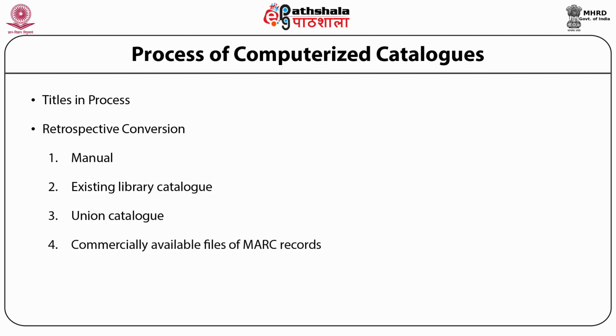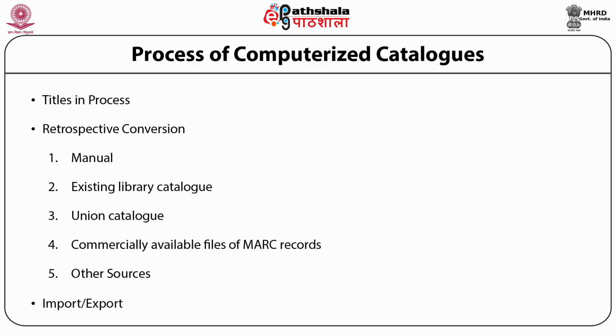It contains bibliographic description, location, and other information regarding the documents. Next, commercially available files of MARC records. Records from the external databases can be downloaded directly from the relevant online databases such as OCLC or CD-ROM, etc. Other sources: copy cataloging denotes the process of downloading bibliographic records from cataloging utilities or vendor online systems. This is the most popular method in many libraries.